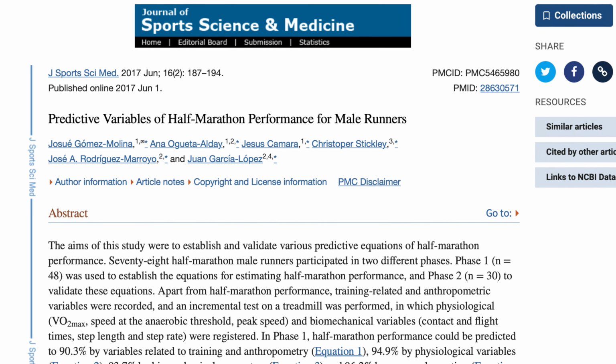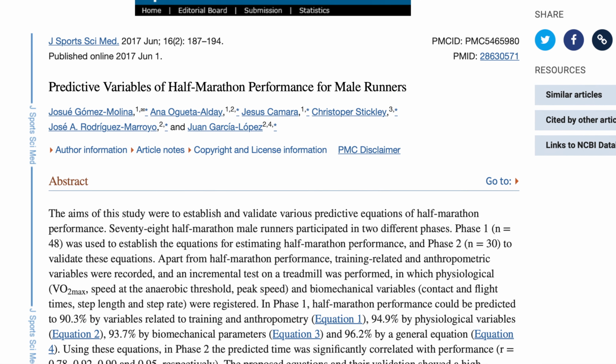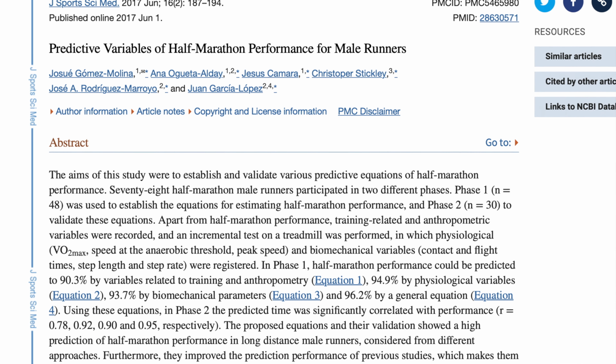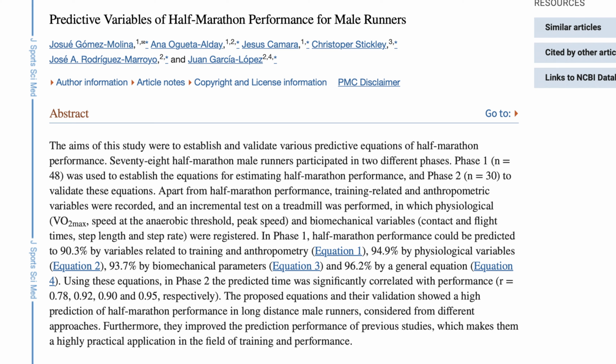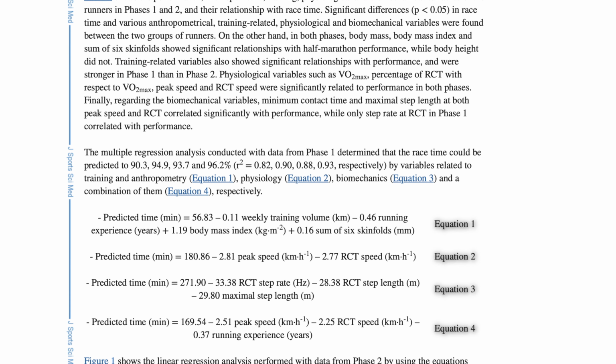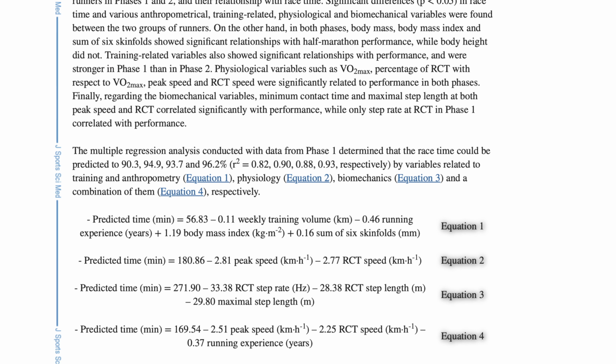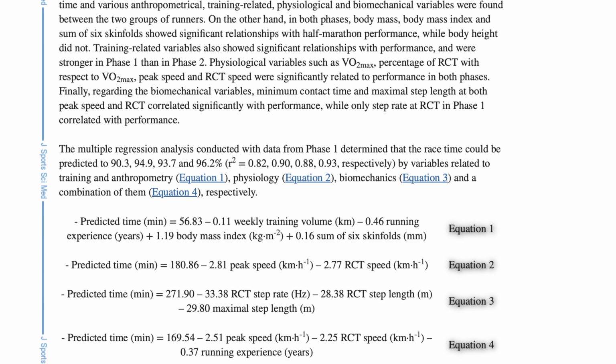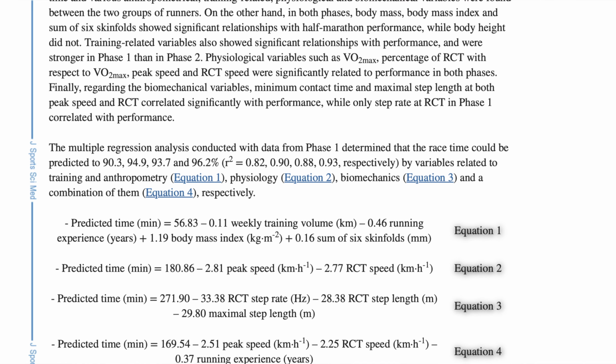This study that I'm going to put on the screen somewhere looked at a group of male runners and used 4 different formulas to try and predict half marathon performance times. Both equation 1 and equation 4 were found to have the highest prediction values, which means the following. Athletes with a longer training history, higher weekly mileage or time on feet, and athletes who spent lots of time improving their lactate threshold were found to be the most successful with dropping their half marathon times.